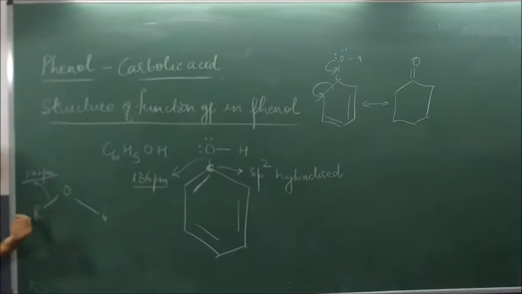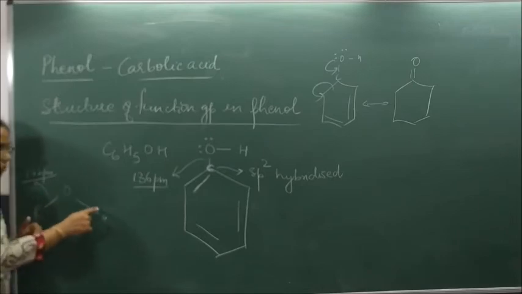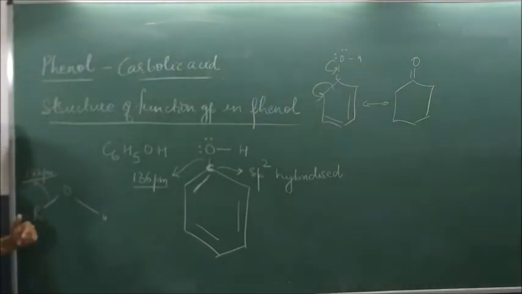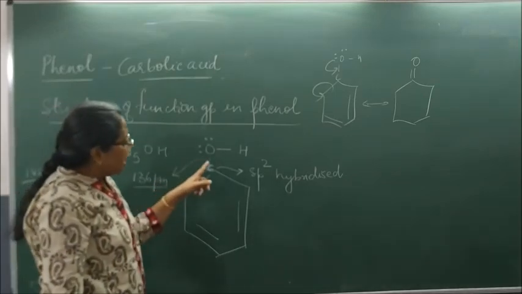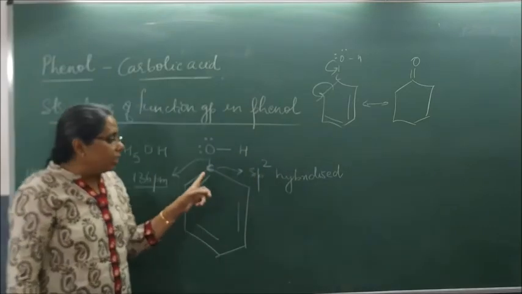In an aliphatic alcohol, there is an sp3 hybridized carbon overlapping with an sp3 hybridized oxygen atom to form what bond? Sigma bond. The bond angle is slightly less than 109 degree 28 minutes due to lone pair repulsion. The oxygen-hydrogen bond length is 96 picometer, whereas the carbon-oxygen bond length is 142 picometer. Hybridization sp3.